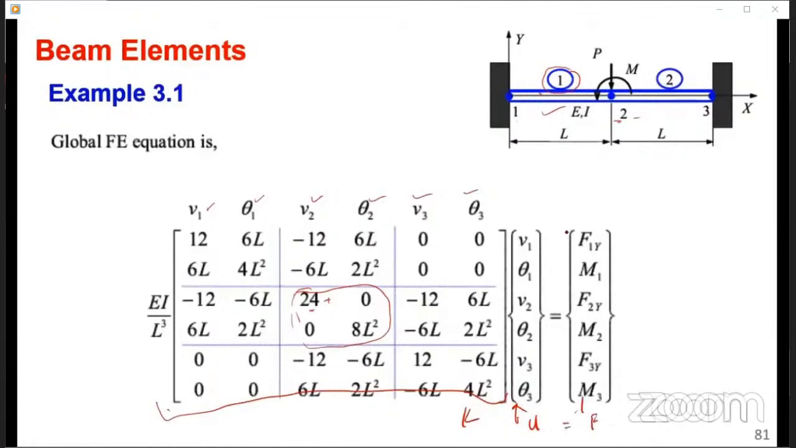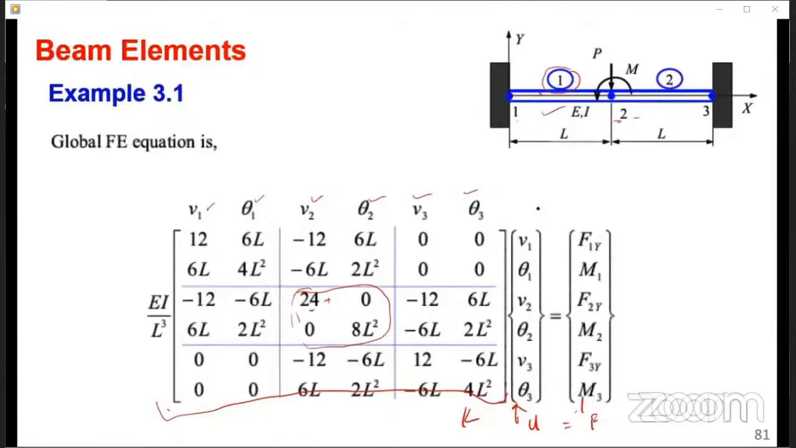So with this now, you go ahead and solve the equation. To do that, we need to reduce it, otherwise there are too many unknowns. And we do that by invoking the boundary value problem. By invoking the boundary value problem, we are fully defining our problem.